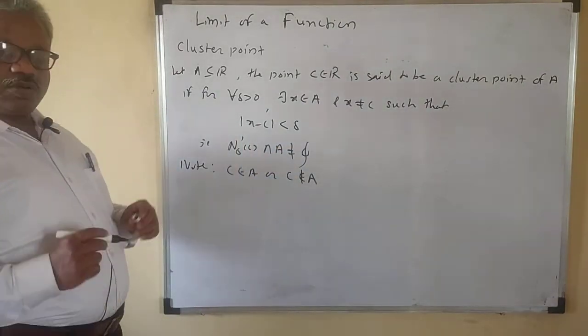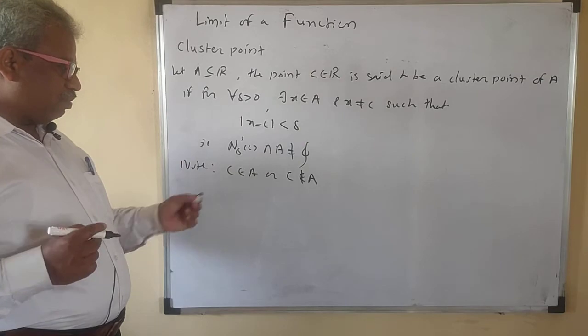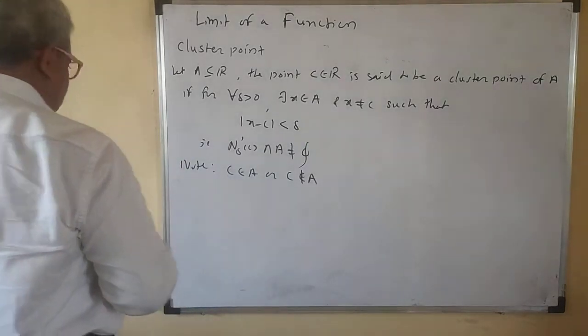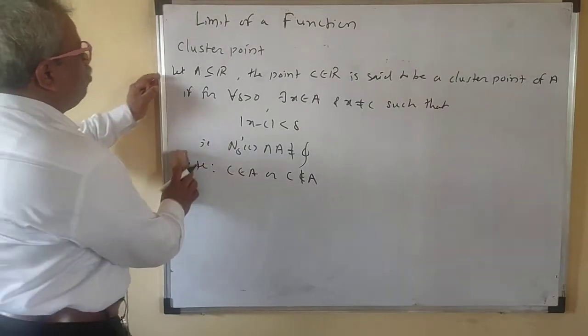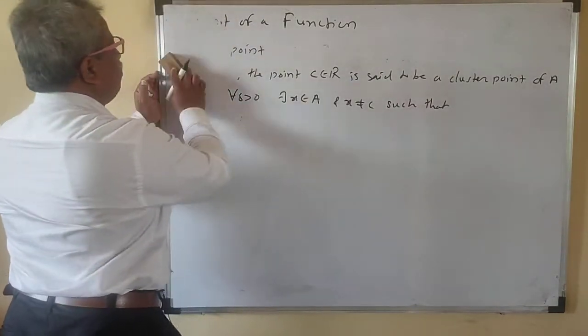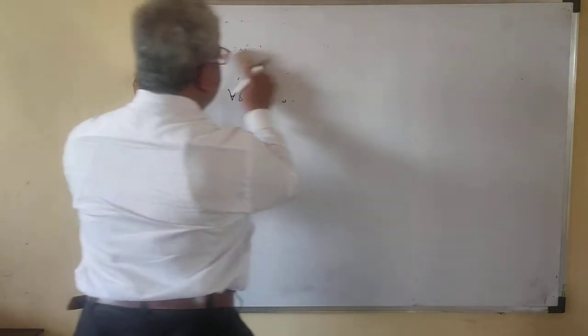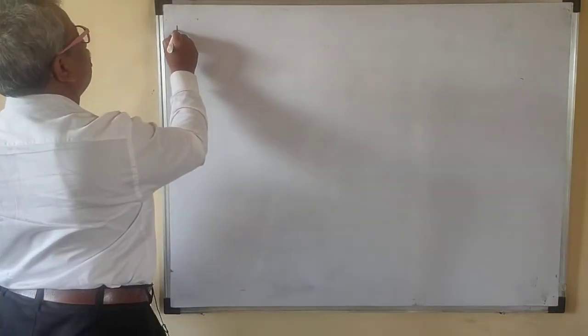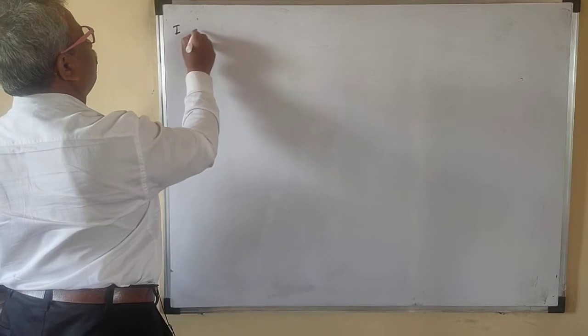So the cluster point may or may not belong to A. That means a cluster point may be a member of A or may not be a member of A. So for example, suppose first example we take one.